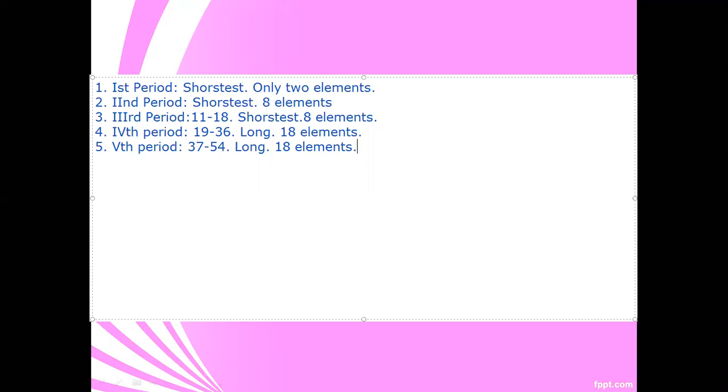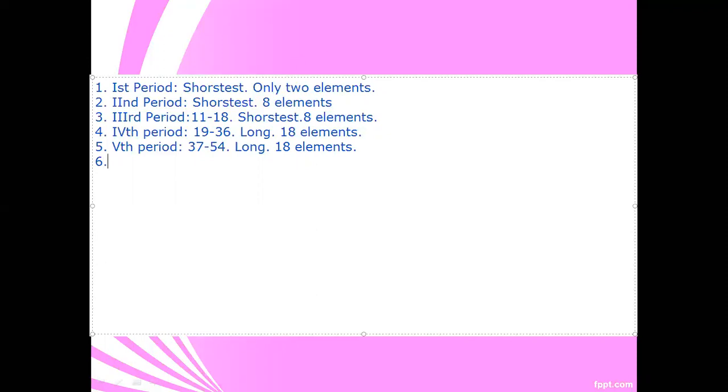So rubidium, strontium, yttrium, zirconium, niobium, technetium, silver, cadmium, indium, tin, antimony, tellurium, iodine, xenon. So the fifth period contains totally 18 elements. So this is called a long period.